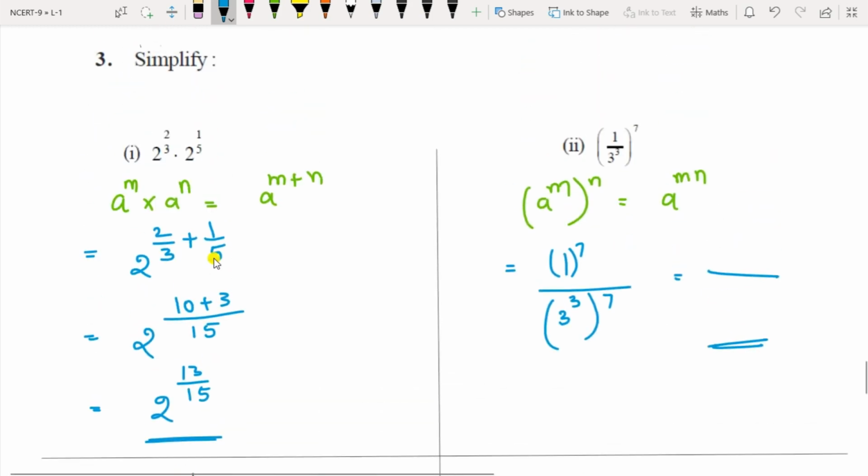This question is of the form a raised to m into n. So you have to multiply the powers, a raised to mn. So this power will go to both the fractions here. 1 raised to 7 is 1 and 3 raised to m into n. Multiply, 7 3s are 21. So 3 raised to 21.